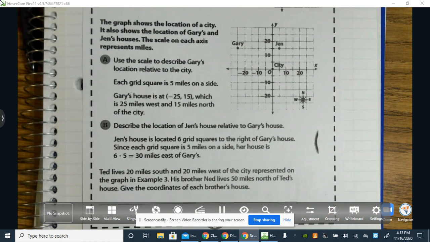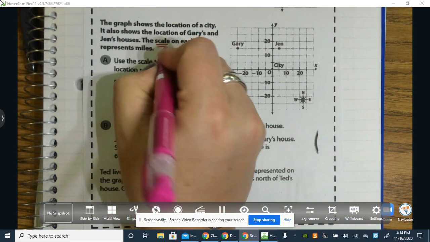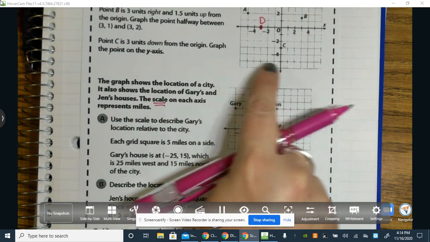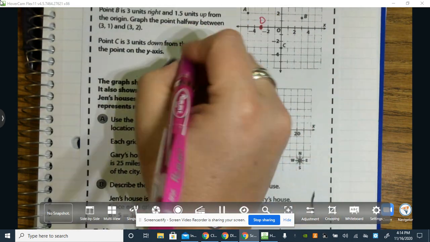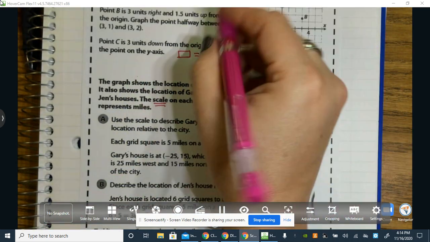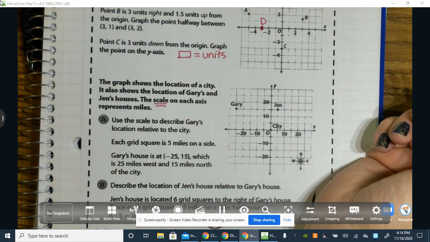So let's scroll down. The graph shows the location of a city. It also shows the location of Gary and Jen's house. The scale on each axis represents miles. Okay, so let's talk about scale. Do you see the little boxes, how they're broken up? A box, and it's a square, I'm sorry, I drew a rectangle, is called a unit. And units have different values.